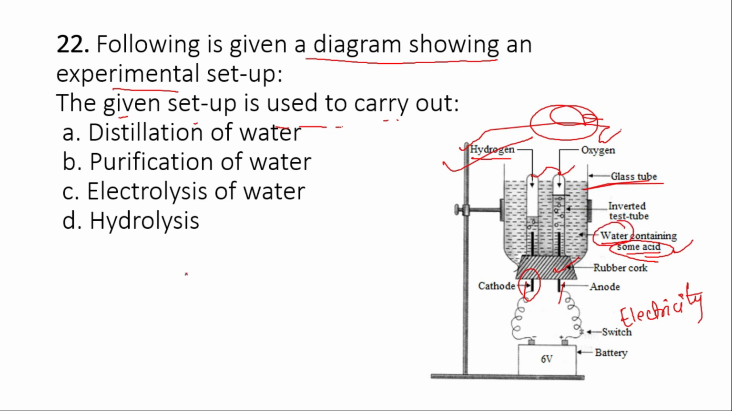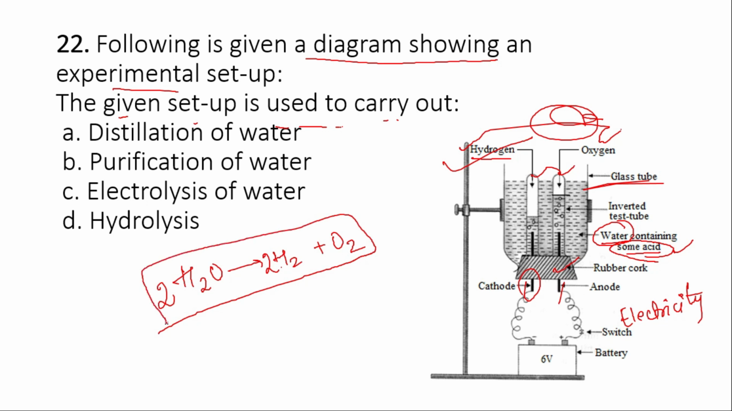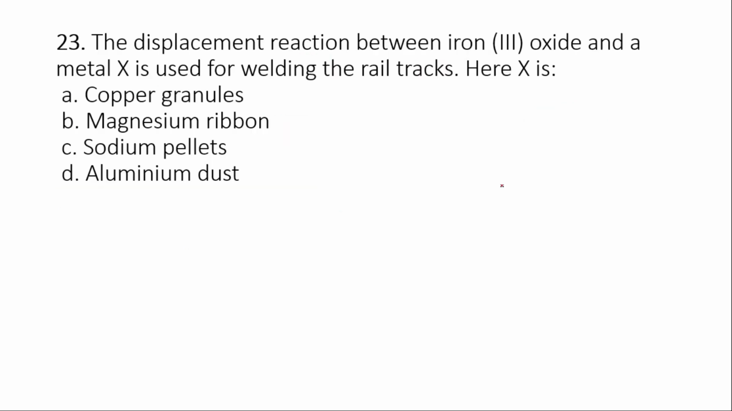So that means the equation is this, H2O giving H2 plus O2, or you can say this is the balanced equation. So you can say ki this reaction is occurring with help of electricity, and that is nothing but electrolysis of water. Hence your correct option should be the electrolysis of water. I hope this is clear to you, right? Option C is correct in this question. So let's move to the next question.